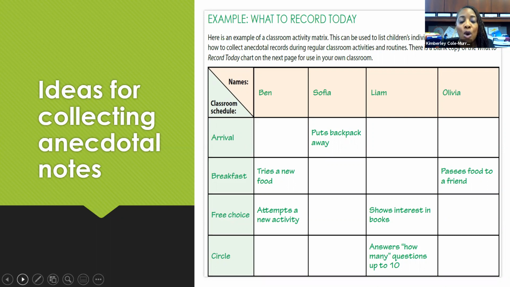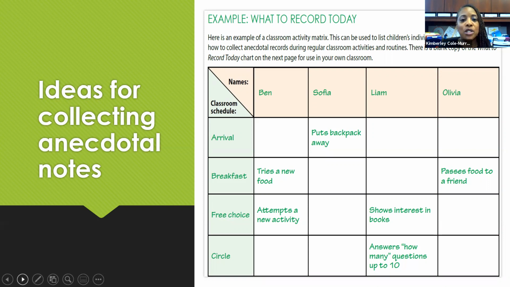Many of you have your own way of recording your anecdotal notes, which could be sticky notes where you jot down notes when you are observing the children in the classroom. You may have a spiral notebook or some type of journal or clipboard to write down your notes on the children. This chart here is just another example of how you can record your notes.